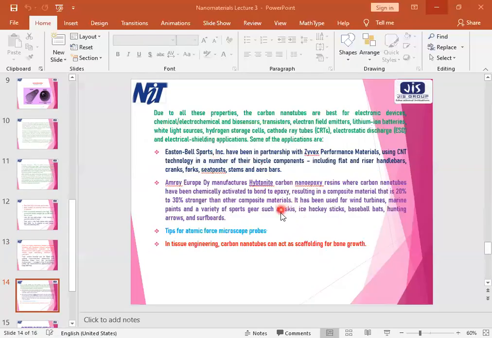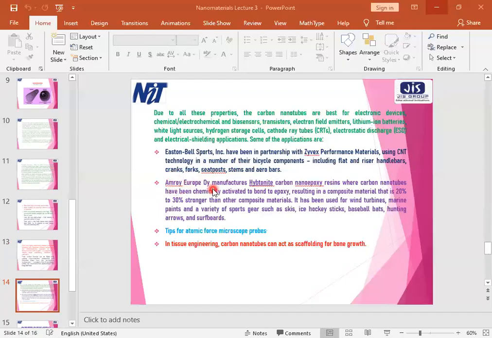Now, some of the applications which have been developed. Easton Bell Sports Incorporation has been in partnership with Zyvex Performance Materials. They have used this carbon nanotechnology in a number of their bicycle components like flat and riser handlebars, cranks, forks, seat posts, stems, and aero bars. And these cycles are costly also. Don't think that this will be available at low cost.